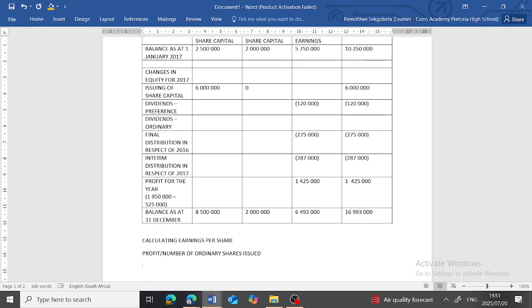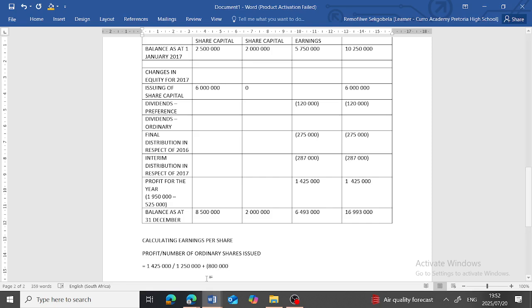So what's our profit here? Our profit is going to be 1,425,000 divided by the number of ordinary shares issued. The number of ordinary shares issued is going to be the 1,250,000 that was issued during the year, plus the 800,000 that was issued during the year.